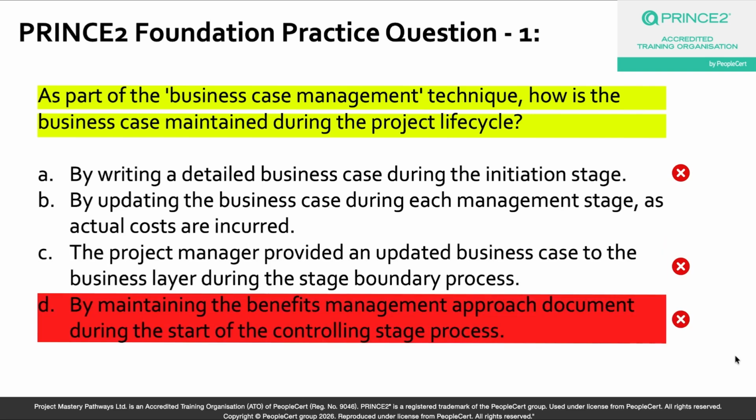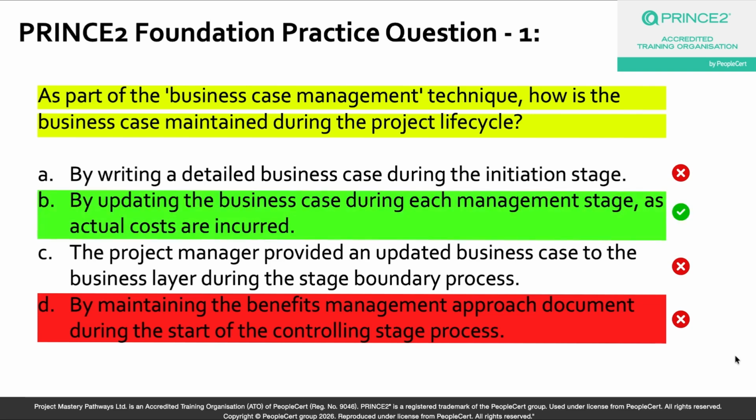So the correct answer to this question is option B, which is by updating the business case during each management stage as actual costs are incurred. Now this is exactly what the PRINCE2 manual also tells us. The maintain step of the business case management technique means that the project manager keeps the business case current throughout the delivery stages.